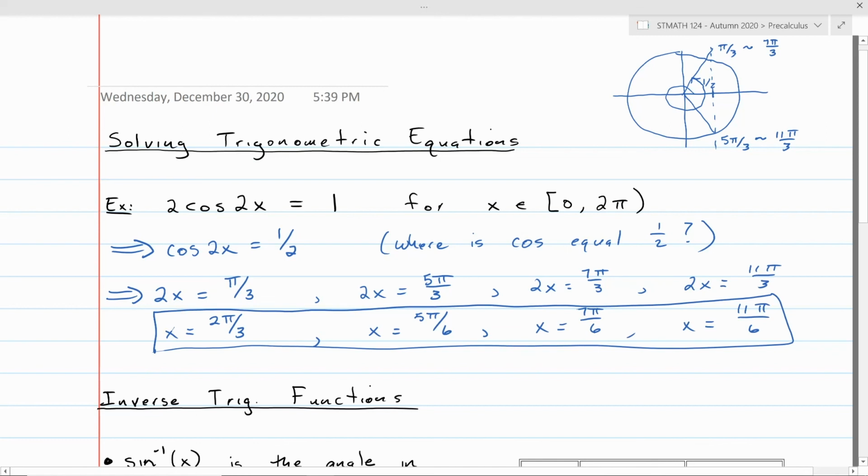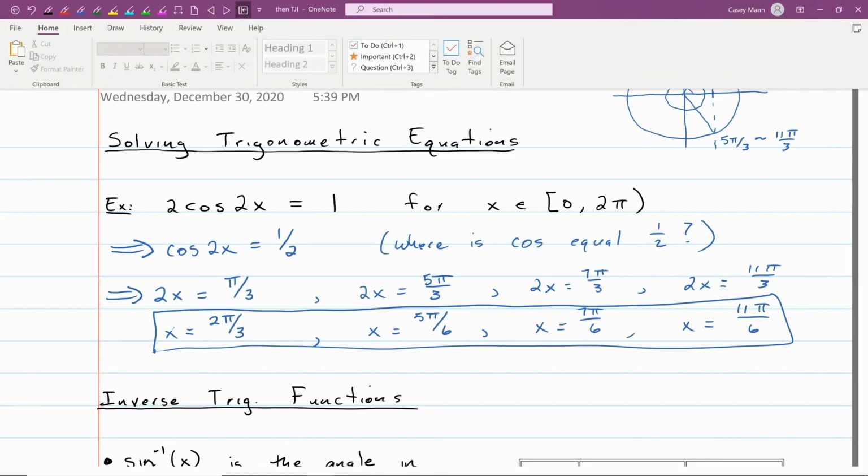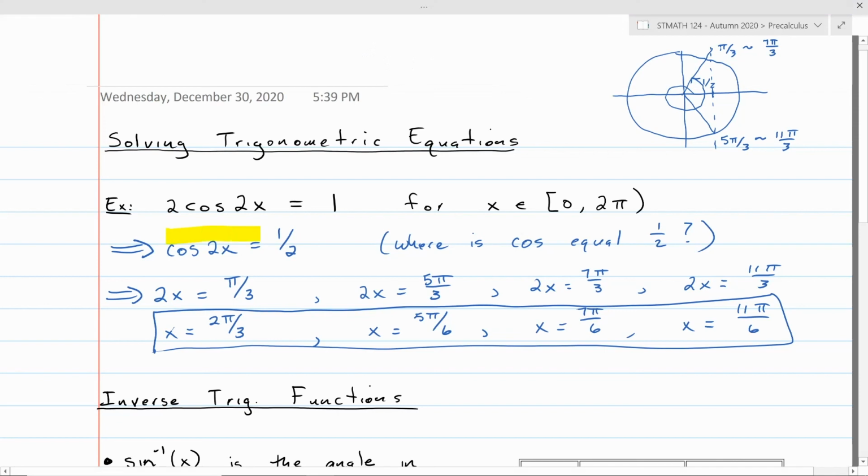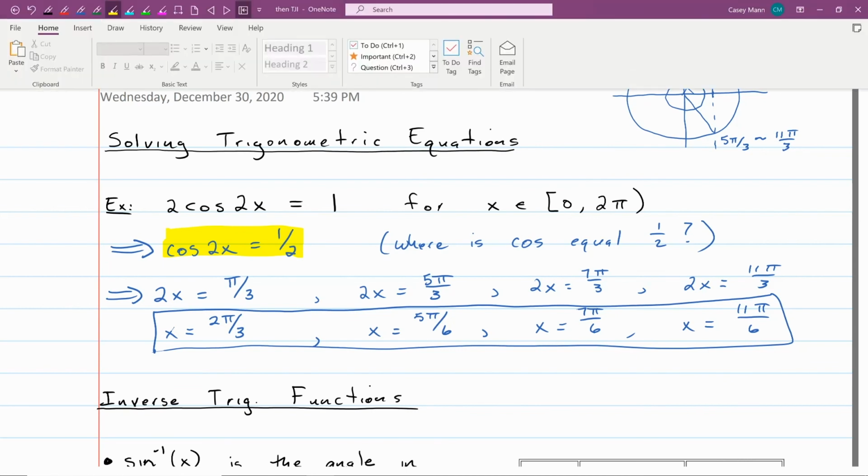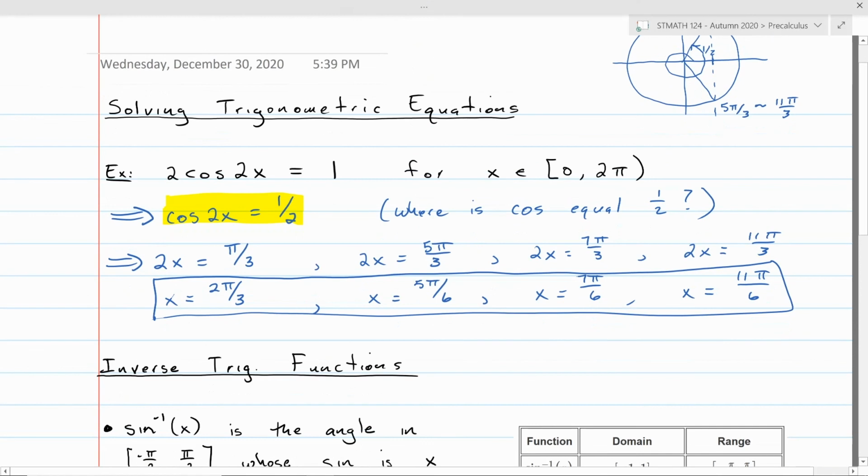So what this came down to was once I got it to the point where I was thinking about cosine of 2x is equal to 1/2, I was asking about my knowledge of the unit circle. Where is cosine equal to 1/2? And so I knew that it had to be in the position of pi over 3 and 5 pi over 3. And then I thought to do the 7 pi over 3 and the 11 pi over 3 because I knew I was dividing by 2. So I just had to use my noodle a little bit, but it came down to knowing the unit circle.